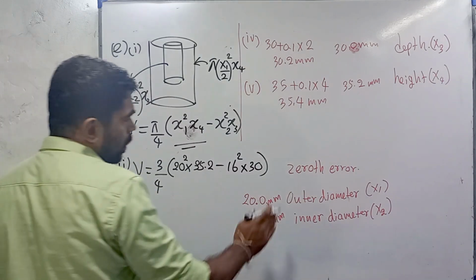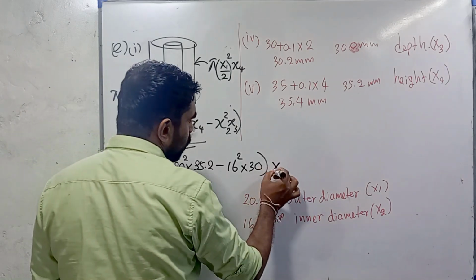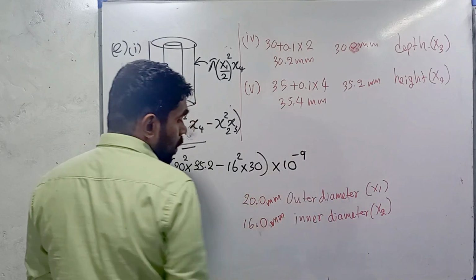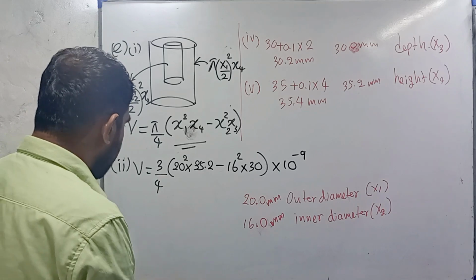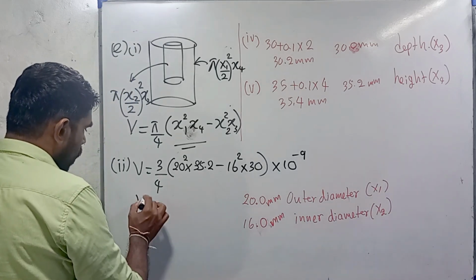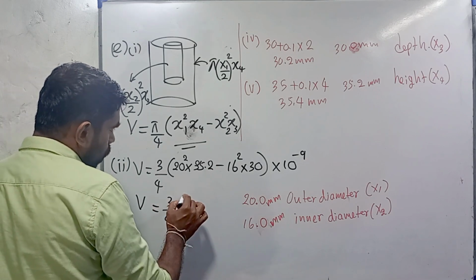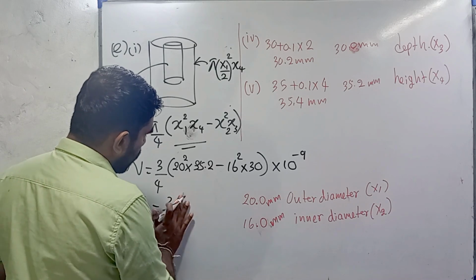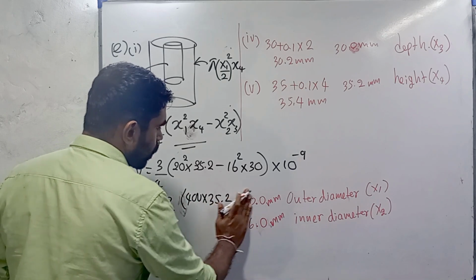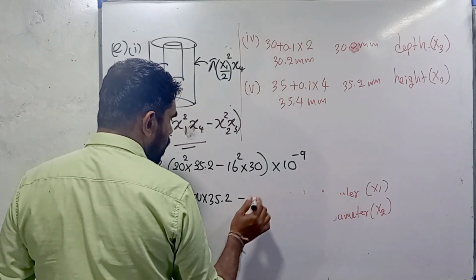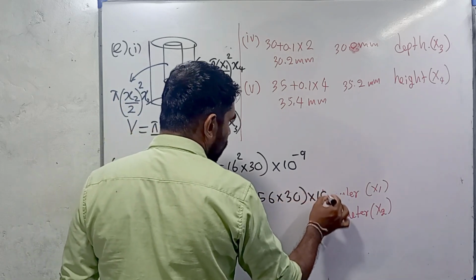It is in cubic millimeters. Then I will convert it to cubic meters. When converting millimeters to meters, we have to put 10 to the power minus 3. Then there is a third power, therefore we have to use 10 to the power minus 9. Then you can simplify it. 3 over 4, 20 squared 400 multiplied by 35.2 minus 16 squared 256 into 30 into 10 to the power minus 9.